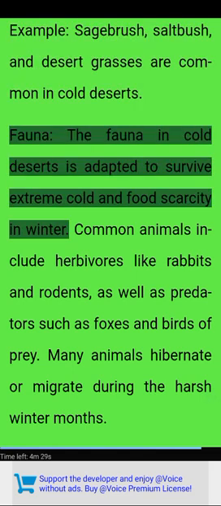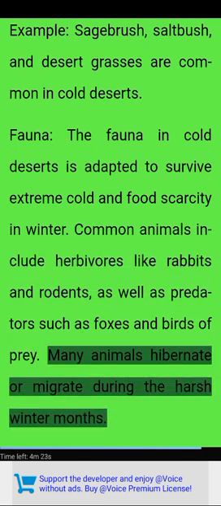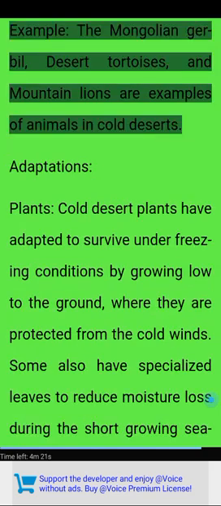Fauna. The fauna in cold deserts is adapted to survive extreme cold and food scarcity in winter. Common animals include herbivores like rabbits and rodents, as well as predators such as foxes and birds of prey. Many animals hibernate or migrate during the harsh winter months. Example: the Mongolian gerbil, desert tortoises, and mountain lions are examples of animals in cold deserts.